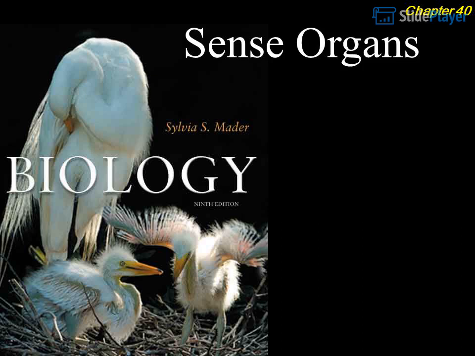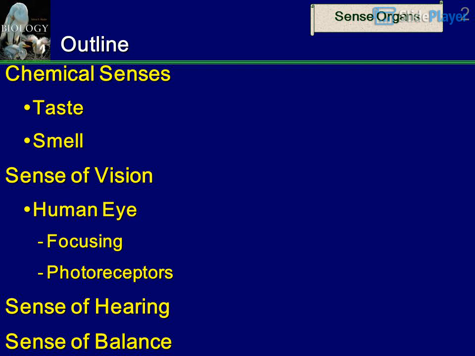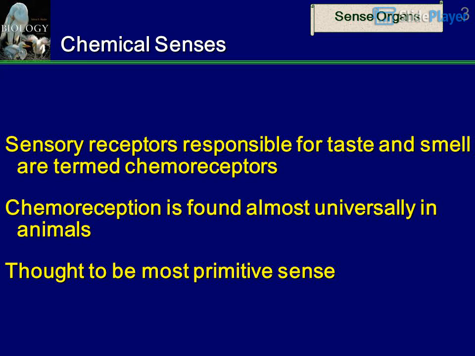Sense organs outline: chemical senses, taste, smell, sense of vision, human eye, focusing, photoreceptors, sense of hearing, sense of balance.